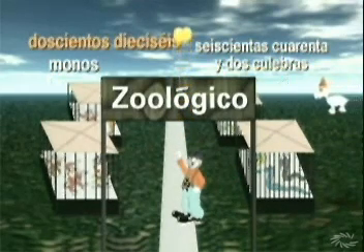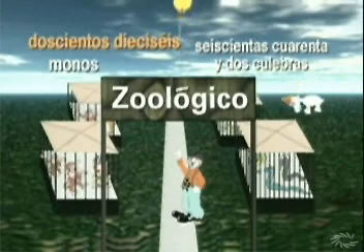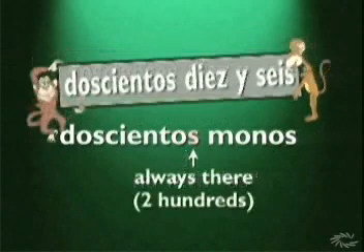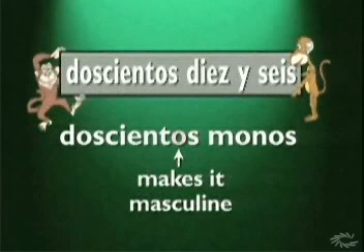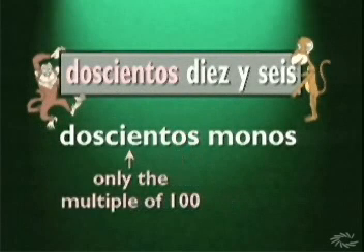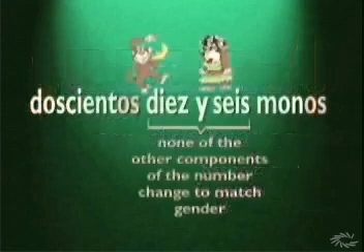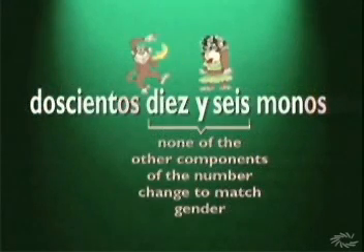Let's look closely at how the number 216 works with the noun monos. How do we do that? We do it by ending the word with os. The S is always there since we're talking about 200s, and the O makes it masculine. Notice it's only the multiple of 100 that has to match in gender with a noun. None of the other components of the number change to match gender.